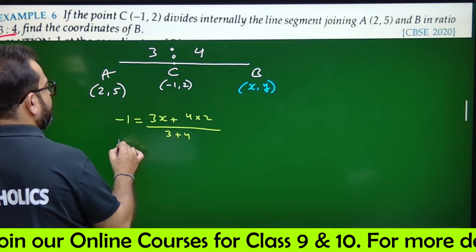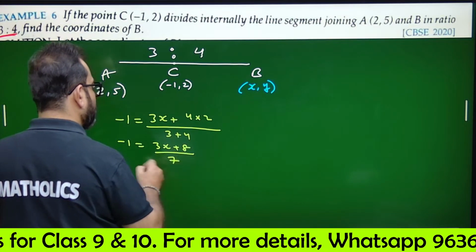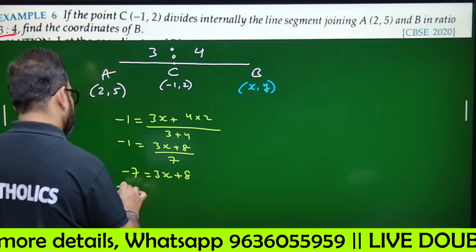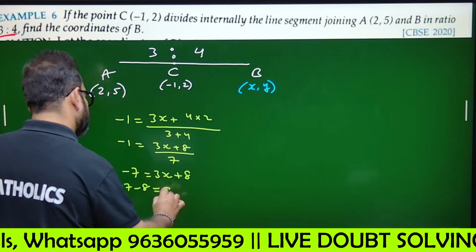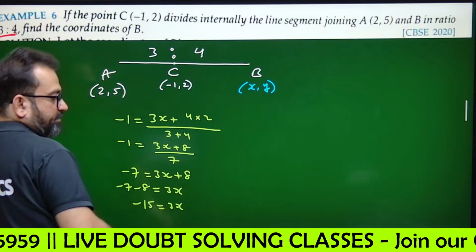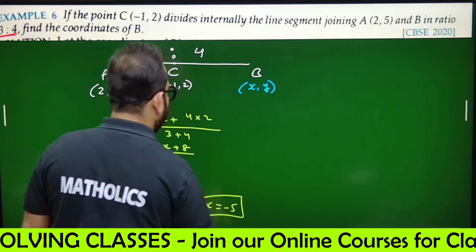So 3 plus 4 is 7. So minus 1 equals (3x plus 8) upon 7. So minus 7 equals 3x plus 8. So 8 came here: minus 7 and minus 8 equals 3x. So minus 15 equals 3x. So x will be minus 15 upon 3. So x will be minus 5.